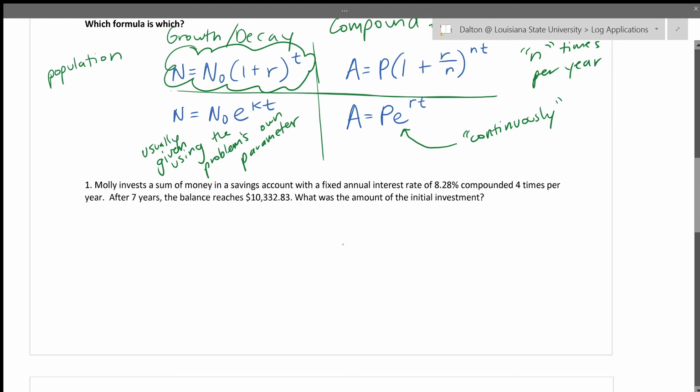Okay, number 1. Molly invests a sum of money in a savings account with a fixed annual interest rate of 8.28% compounded 4 times a year. After 7 years, the balance reaches $10,332.83. What was the amount of the initial investment?